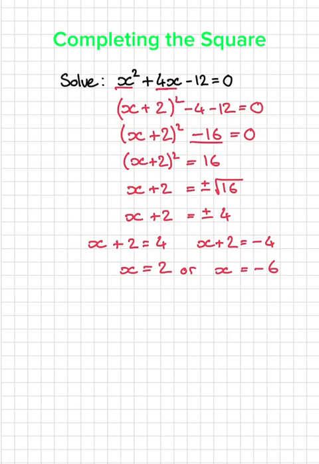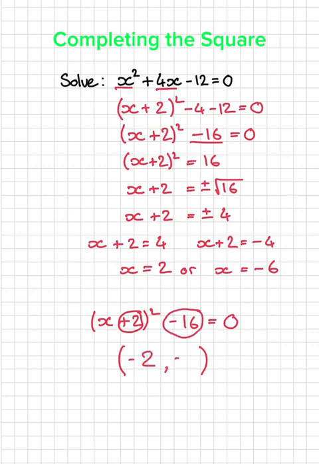Now an interesting point to make when you've got completing the square: if we just copy that down, x plus 2 all squared minus 16 equals 0, we can actually use this to find the turning point of our quadratic, which will come up in the next bit. So what we do is we say the coordinate of the turning point would be whatever this number here is, but negative, so in this case it would be negative 2, and then we take this number here, negative 16. So that there would be the turning point of the quadratic.